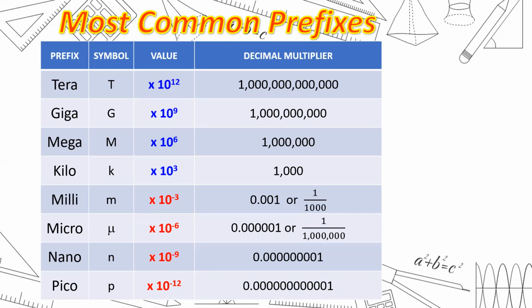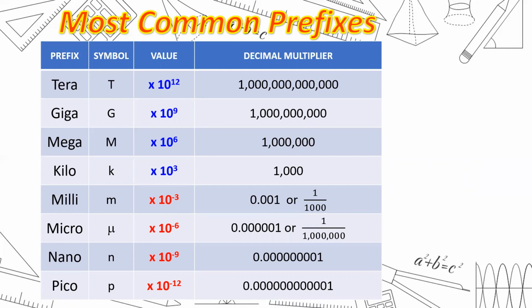Like tera, the symbol we use for tera is capital letter T. The multiplier value is times 10 raised to the positive 12, and our decimal multiplier will be 1 trillion. The same thing with giga, we use capital letter G. Our multiplier value is times 10 to the positive 9, and our decimal multiplier is 1 billion.